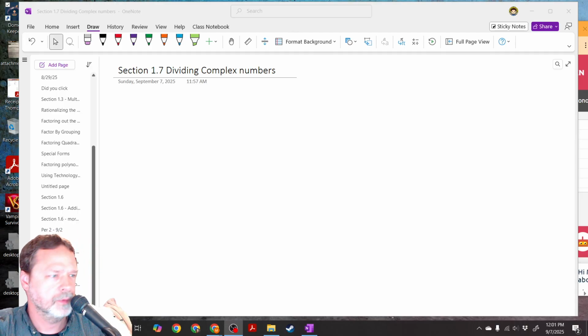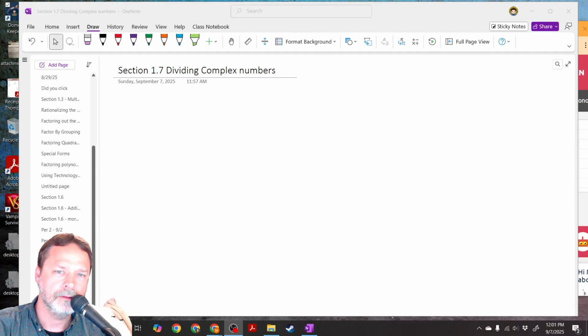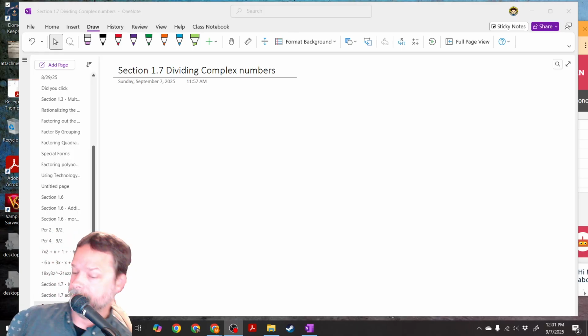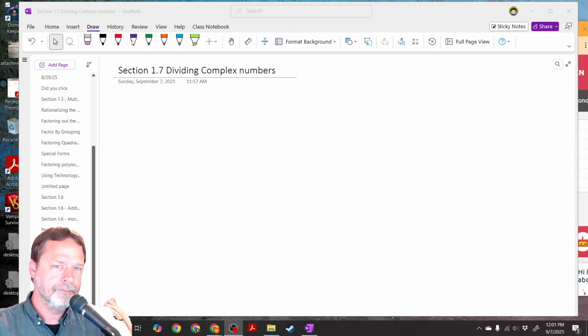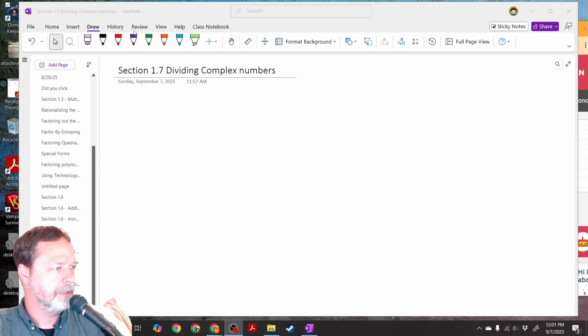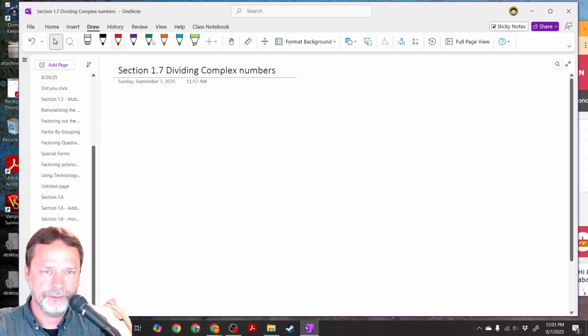We're in 1.7. We're still dealing with complex numbers. We've defined them thoroughly. We have multiplied complex numbers. We have added complex numbers, which means we know how to subtract them. It's easy. Adding the opposite, right? Or adding the additive inverse. But dividing, we haven't done that yet. So let's do some division.